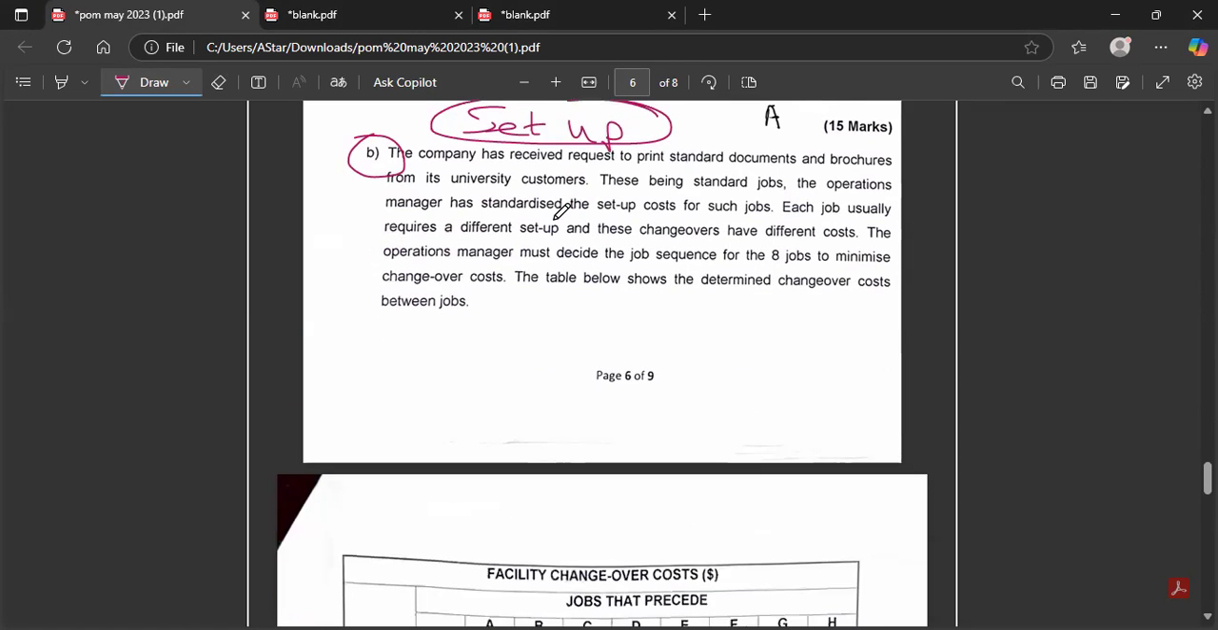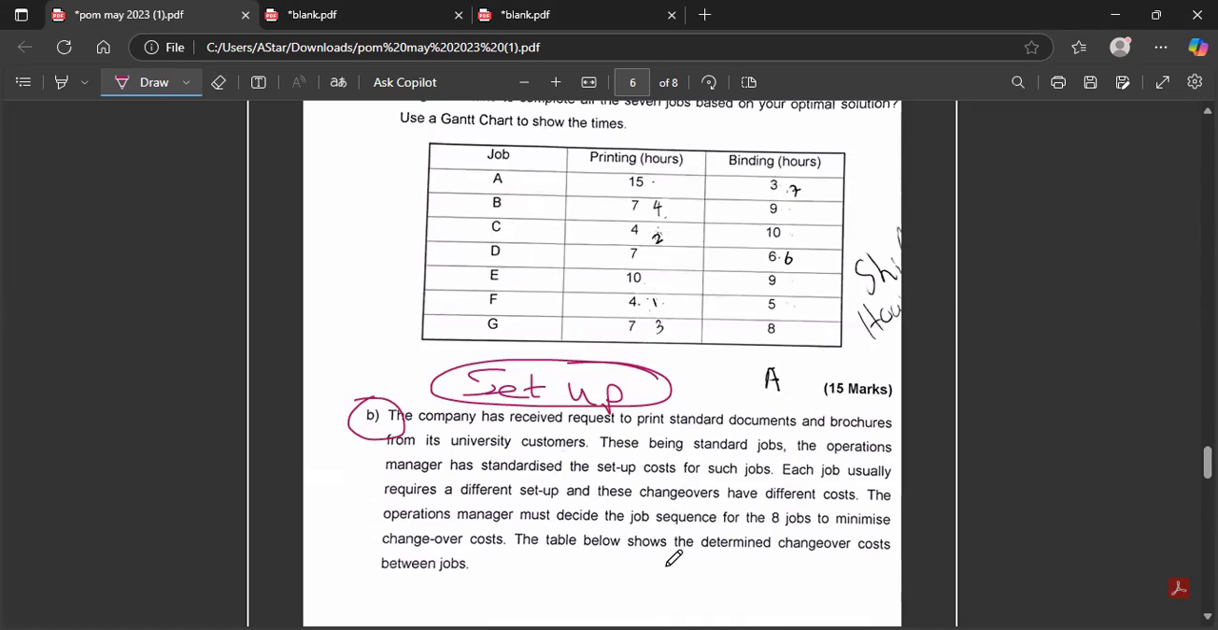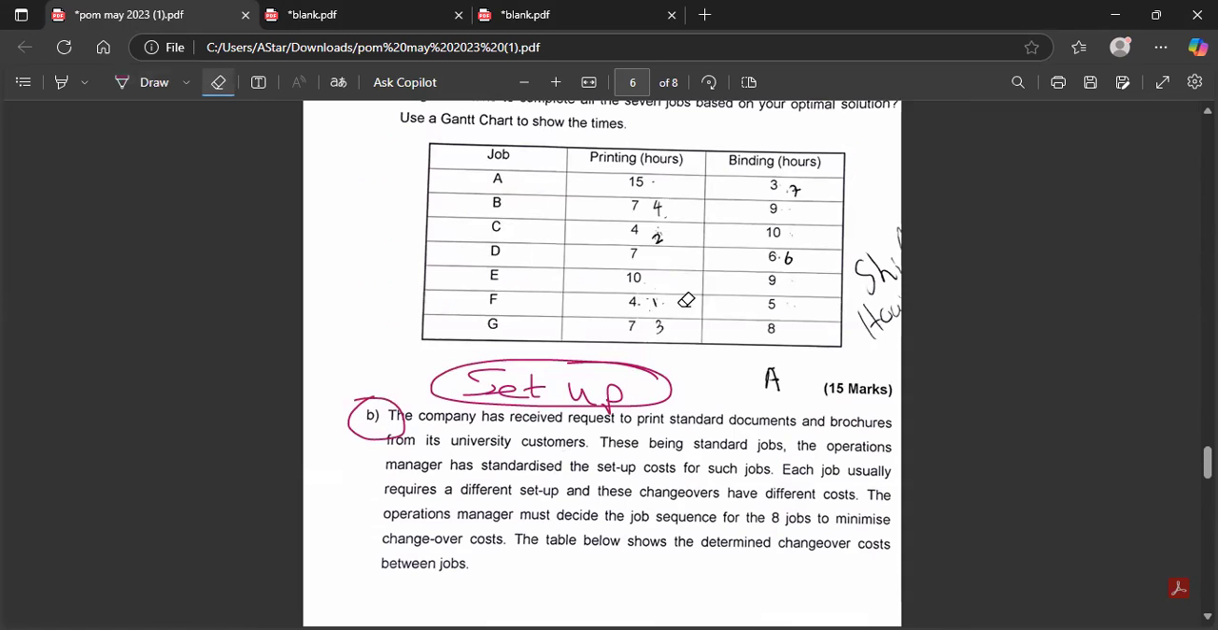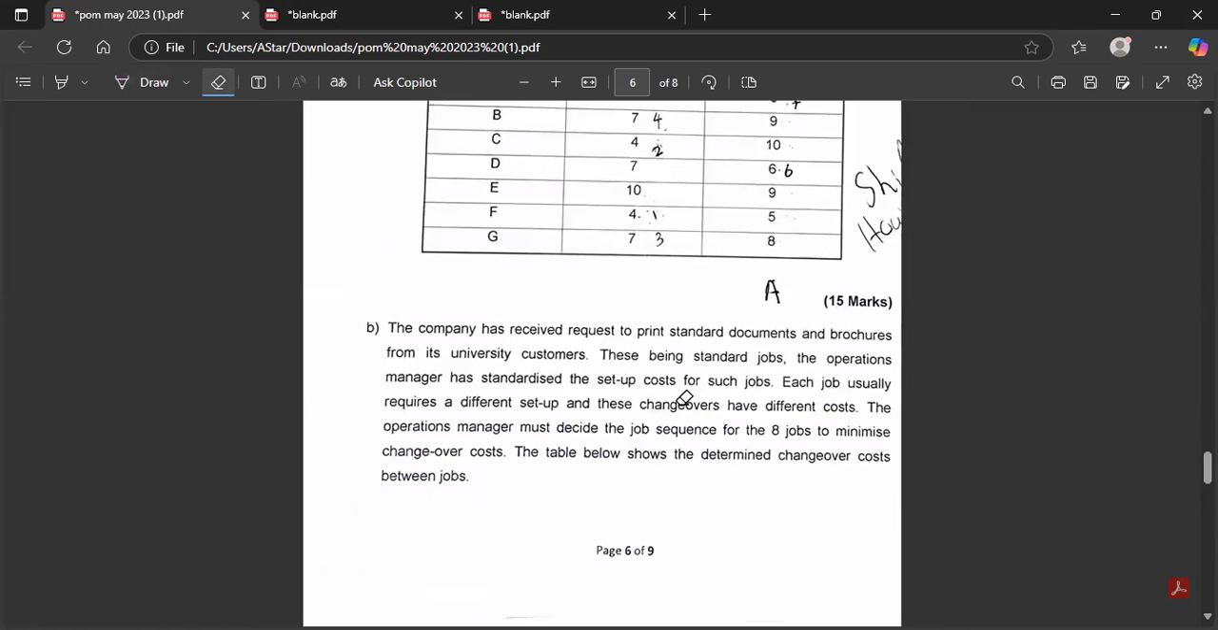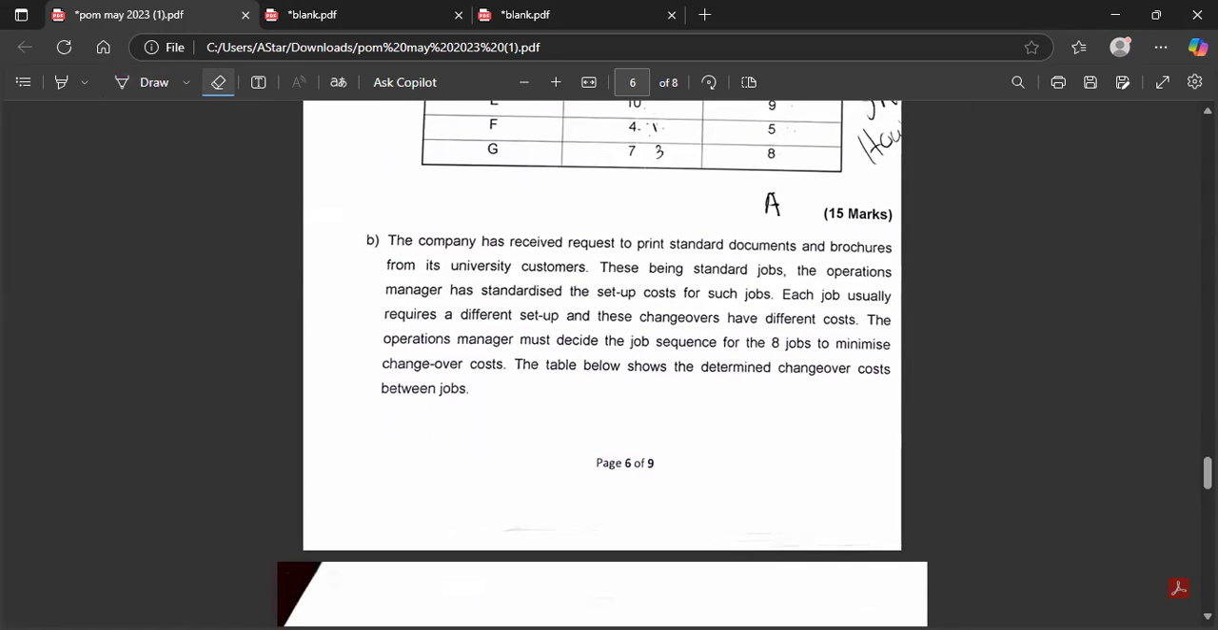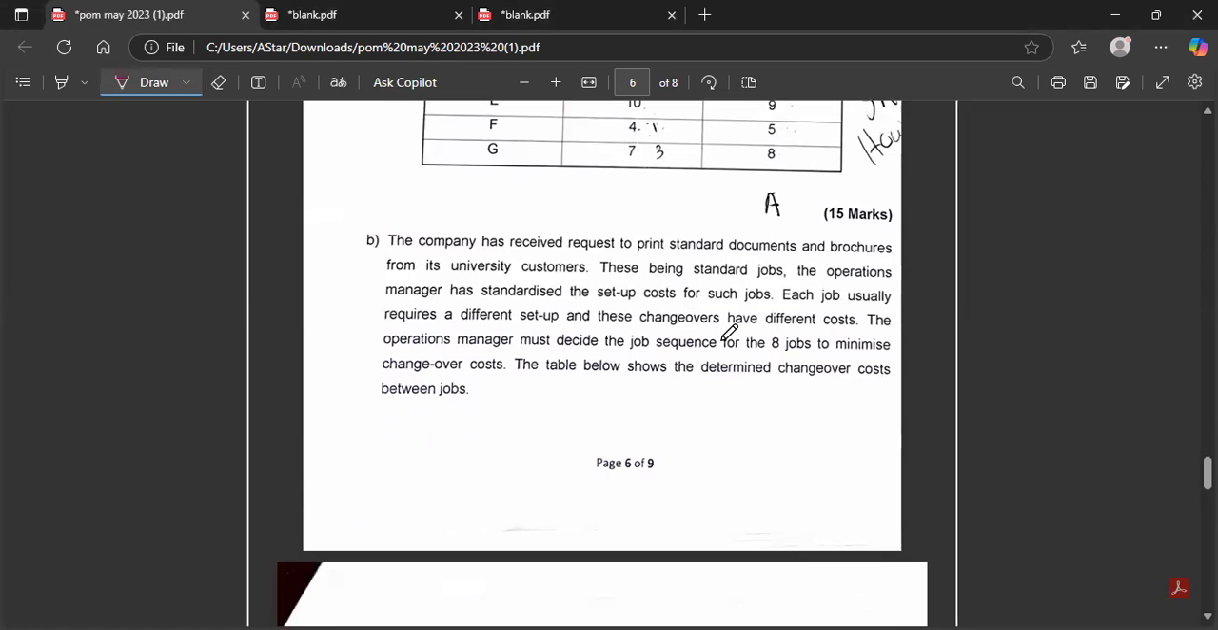All together. So you can read that for me, Madam Malulu. You can read that for us. Part B. Are you able to see the question? Yes, I'm able to see it.